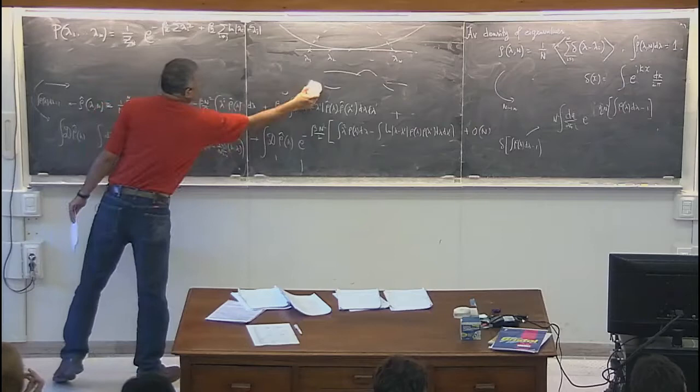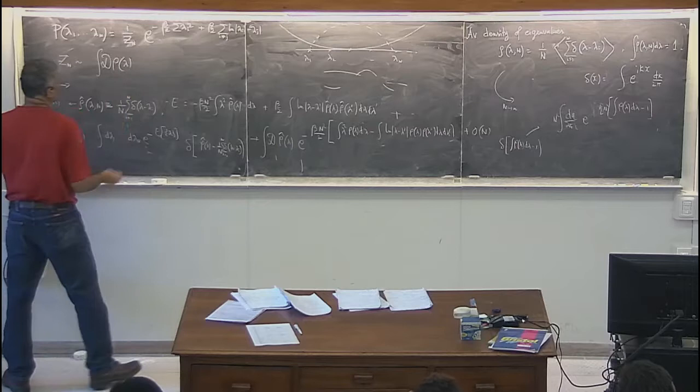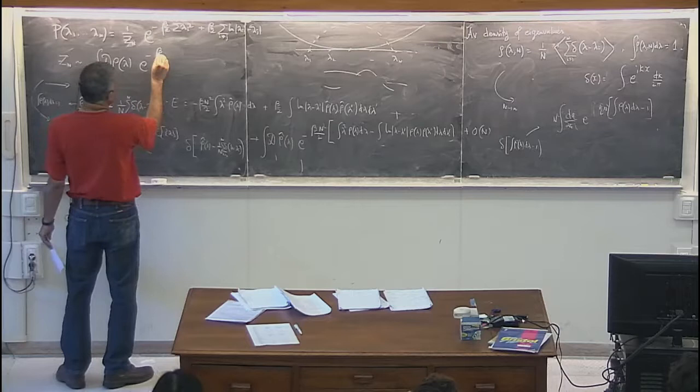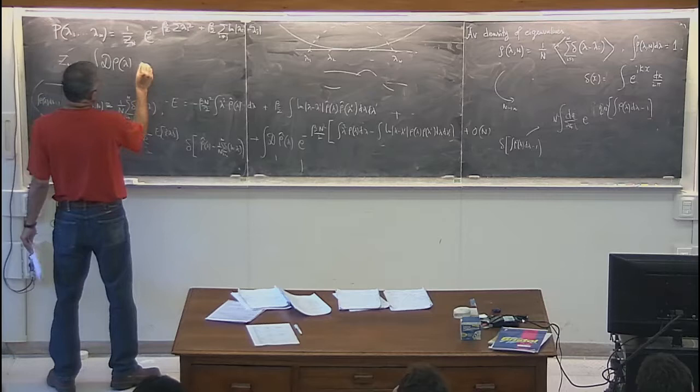the partition function, therefore, you can write down as a functional integral over all possible density of states times exponential minus beta by 2 n squared. Okay. So this constraint just effectively becomes a Lagrange multiplier. So let me just write it down, and then you will see in a minute.